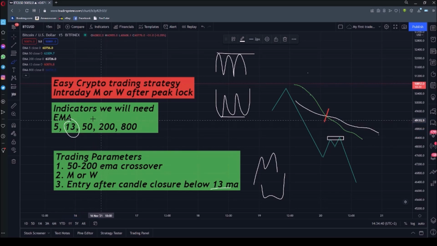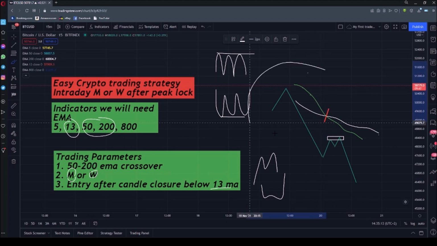So the first thing is to see the 50 and 200 crossing each other, whether going up or going down. In the context of going down, we'll be looking for M's or triple tops only. In the context of going up, we'll be looking for W's or triple bottoms only. The 800 and the 500 are basically to show you the market context if you tune your time frames. So what we are basically talking about is this.